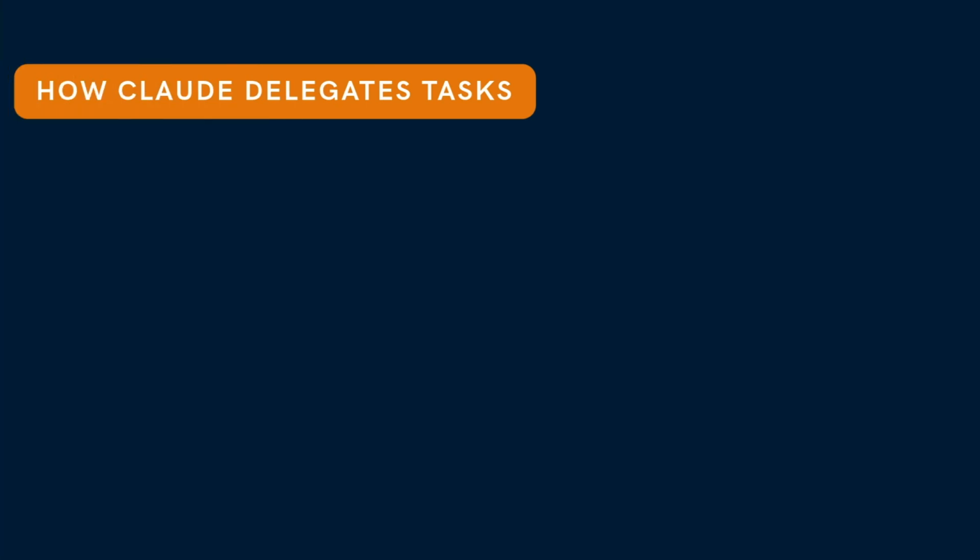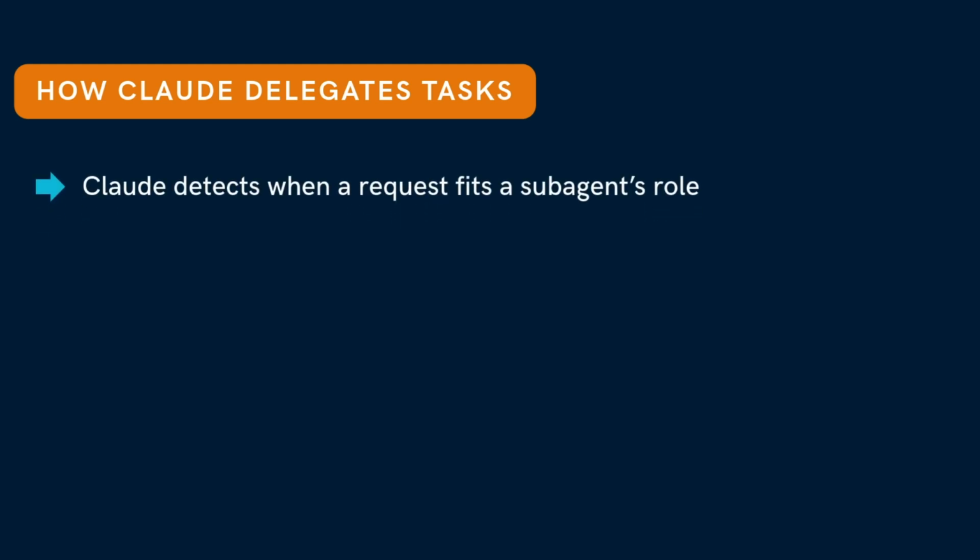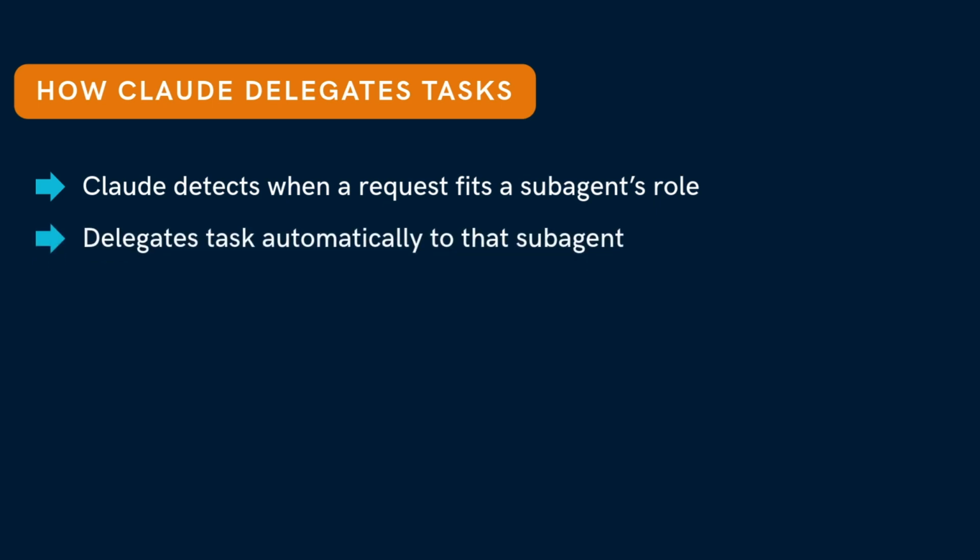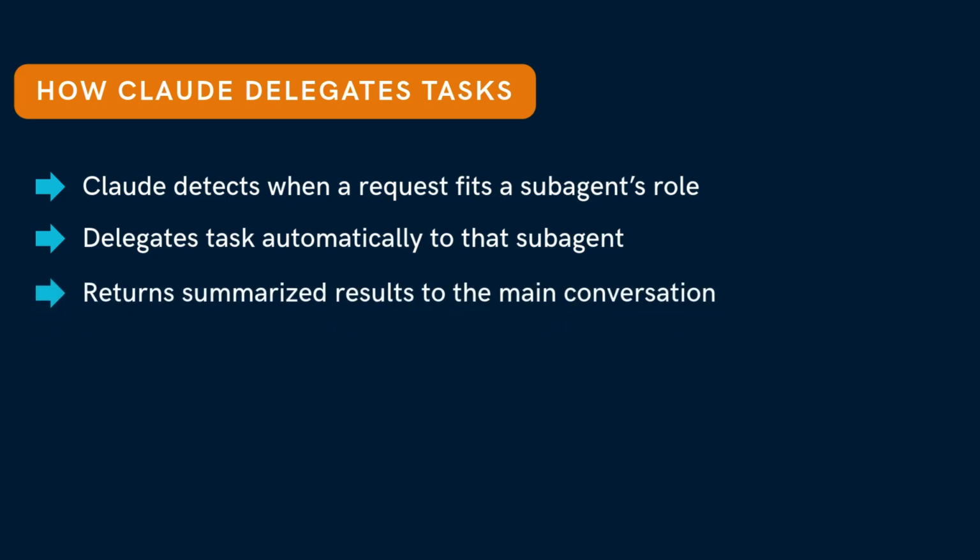Now let's see how Claude decides which subagent should handle what. When you make a request, Claude checks if it matches any subagent's role. If it does, the task is passed on automatically. You don't need to do anything extra, it just happens in the background. Once the subagent finishes, you get the results right in your main chat. It's short, clear, and easy to read.